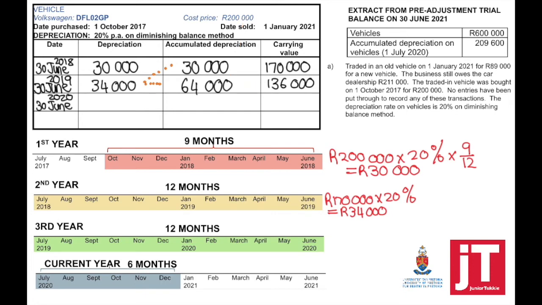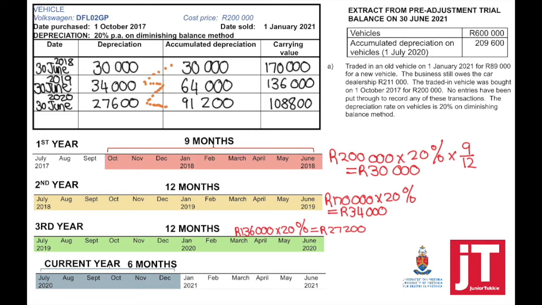For the third year, the accounting period will end 30 June 2020. Again, this must be calculated on the book value, 136,000 times 20%. So my depreciation, 27,600, plus the accumulate at the end of last year equals the accumulate end of this year. To get the carrying value, take the cost minus accumulate, or you can take the carrying value at the end of last year minus the depreciation.